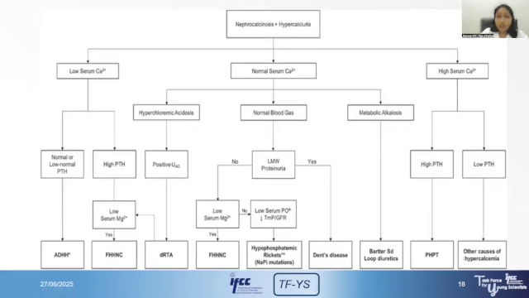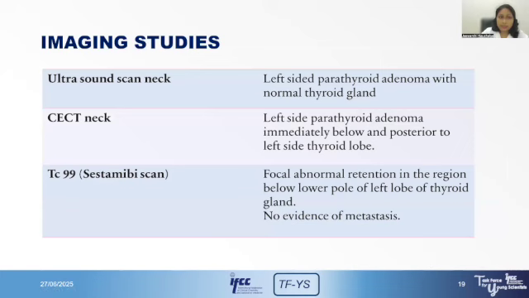So our patient, according to this diagram, you can see our patient falls into this category, like he's having nephrocalcinosis with hypercalciuria and high serum calcium with high PTH. So he will fall into primary hyperparathyroidism. So what did we do next? We did further imaging studies.